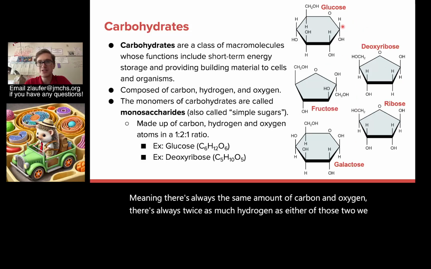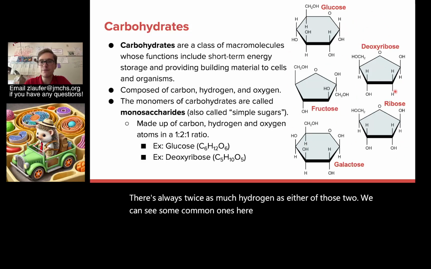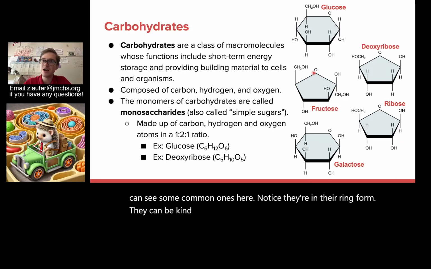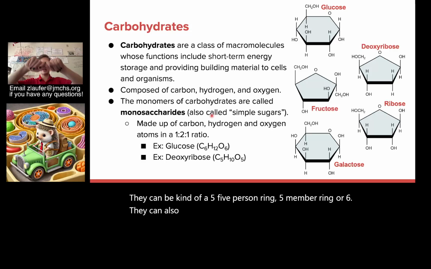We can see some common ones here. Notice they're in their ring form. They can be a 5-member ring, or 6. They can also be in open form, so in a chain, a length, instead of turned into a ring.